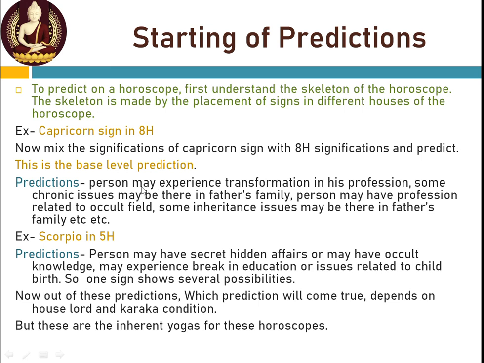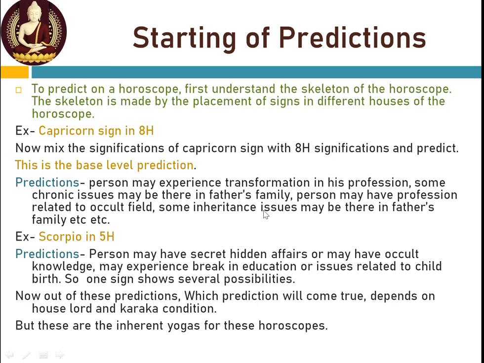Now see the prediction. What will be the prediction? This person may experience transformation in his profession. Capricorn sign is profession, 8th house is transformation. So transformation in his profession. Then 8th house is chronic issues. So this person may feel breaks or chronic issues regarding career or profession. Also Capricorn sign is the natural Kalpurusha Kundli's 10th sign. It is also the father's family. So some chronic issues may be there in the father's family, or some inheritance issues related to the father may be there. Why? 8th house is inheritance also.